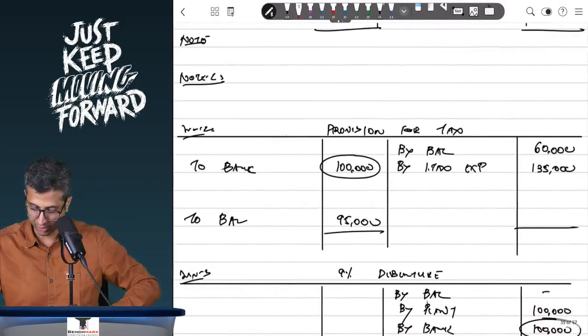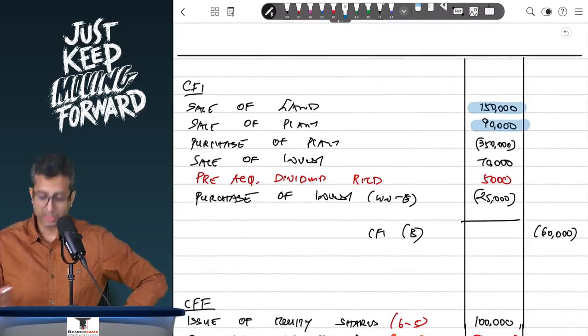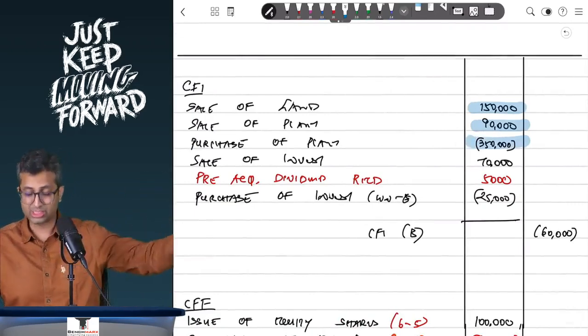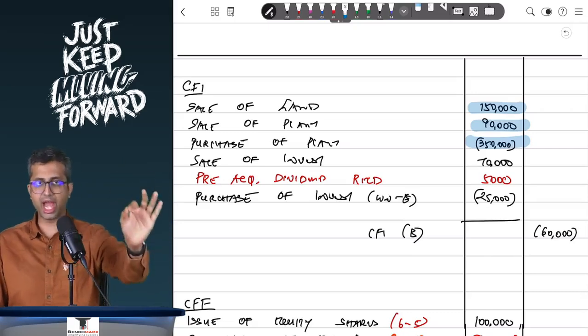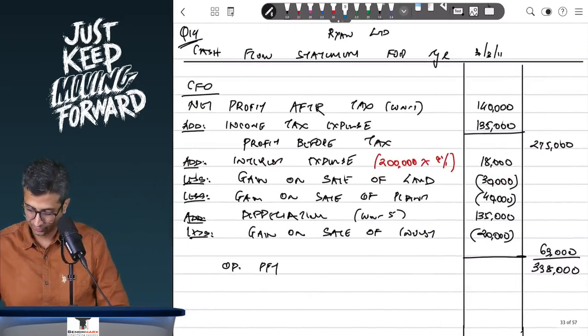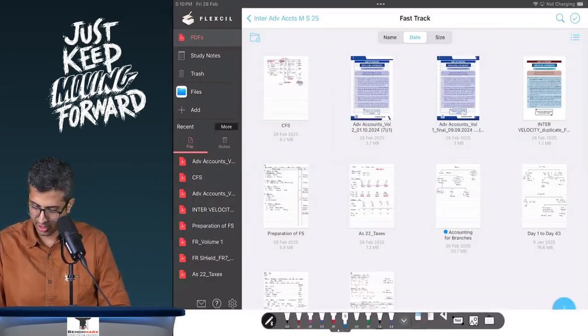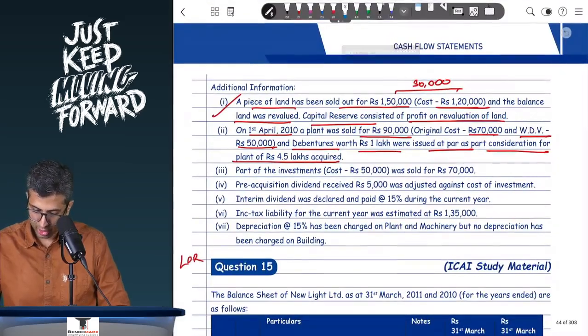Now in my cash flow, what will I take? Well, in my cash flow, there was a sale of land of 150, sale of plant of 90. There's a plant purchase of 3,50,000, which is there in cash. There's a gain on sale of land at 30,000 and gain on sale of plant at 40,000. We have to remove both of these. Land 30, plant 40. Okay. So adjustment 2 is also done.